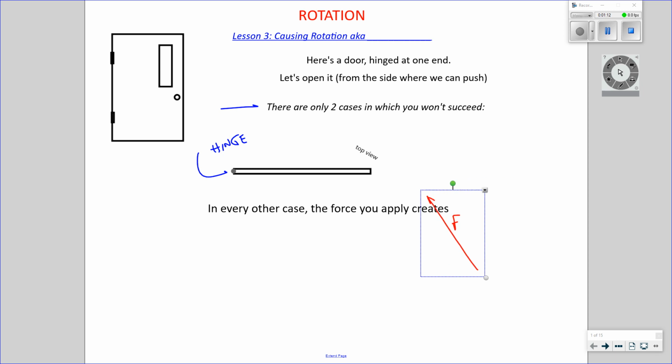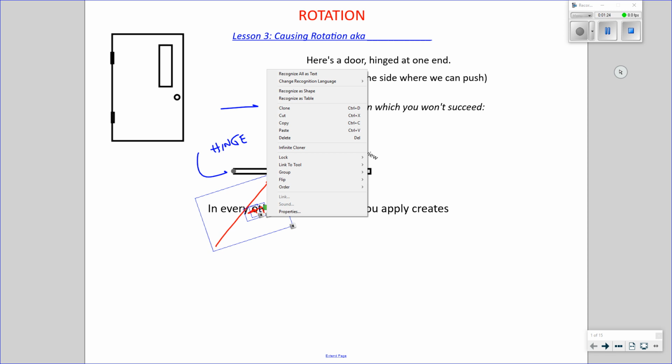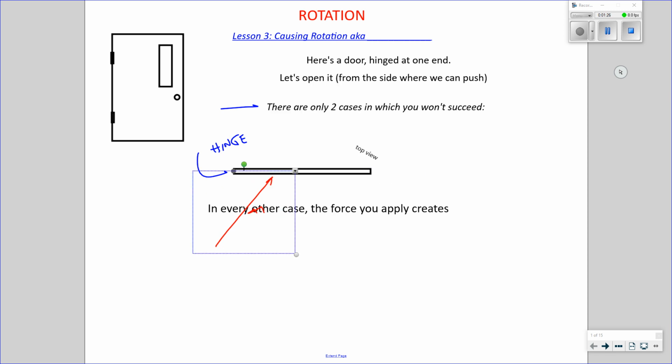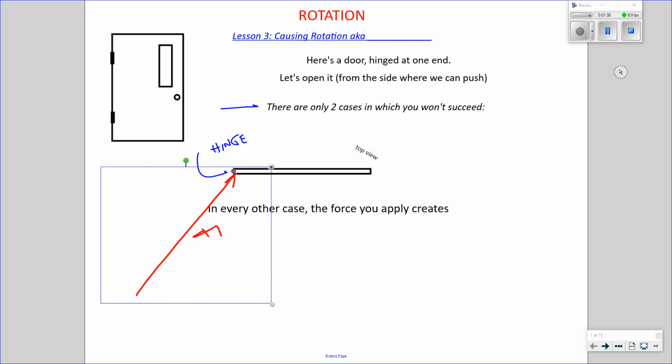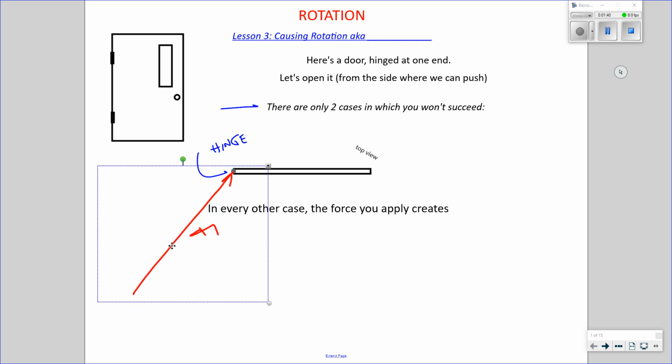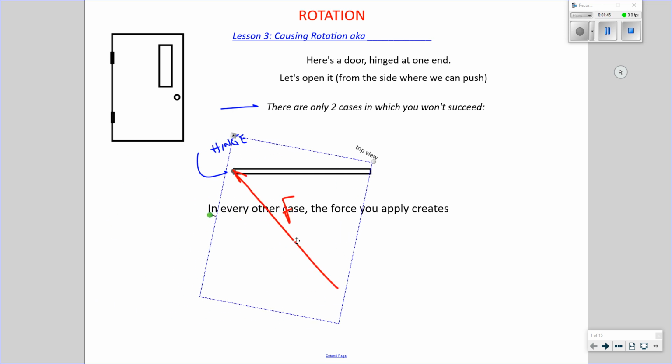If we pushed like this, or like this, or like this, any of these applications of this force will open the door, but this one won't. You want to open a door and you try pushing on the hinge, that ain't going to work. I don't care how hard you push. If we push like crazy on that hinge, the door is not going to open. The door will not rotate. We can push in that direction. You get the idea. That won't work.